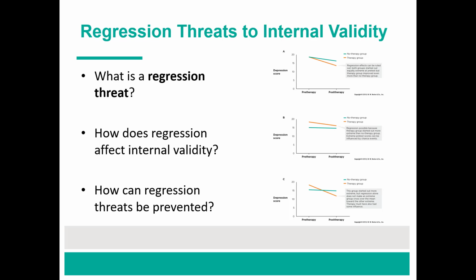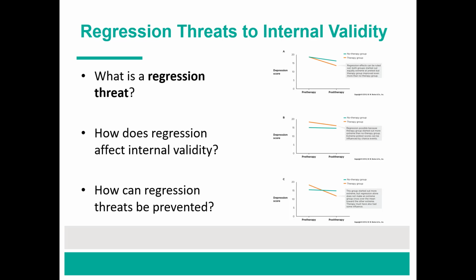Regression threats only occur in pretest post-test designs. Specifically, they only occur when a group has an extreme pretest score, high or low. You can anticipate that the scores of those participants will regress towards the mean at post-test. Regression threats can be avoided by using comparison groups and inspecting the results.